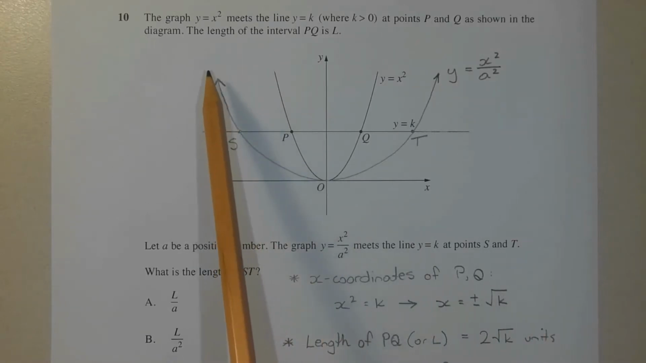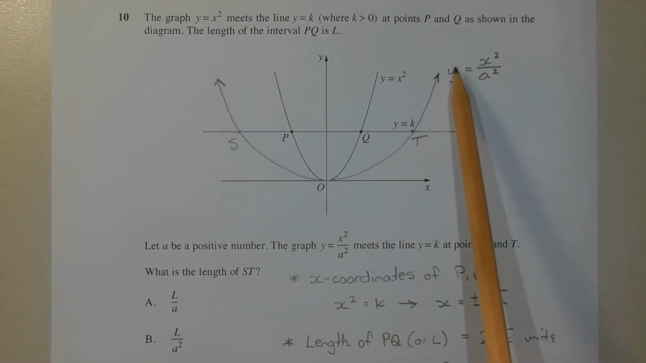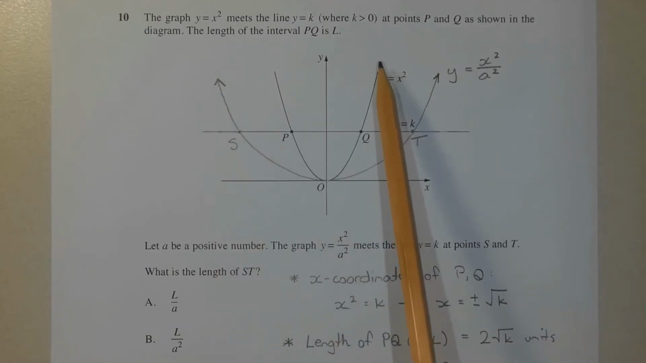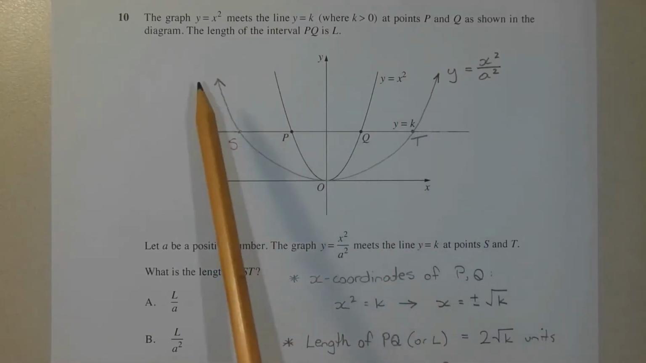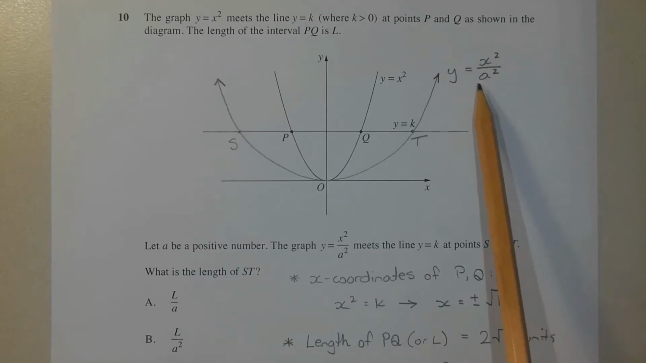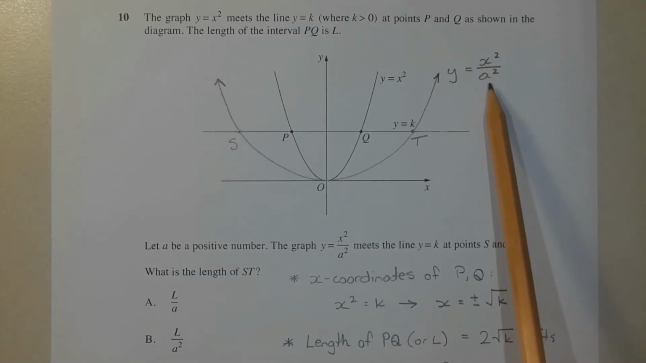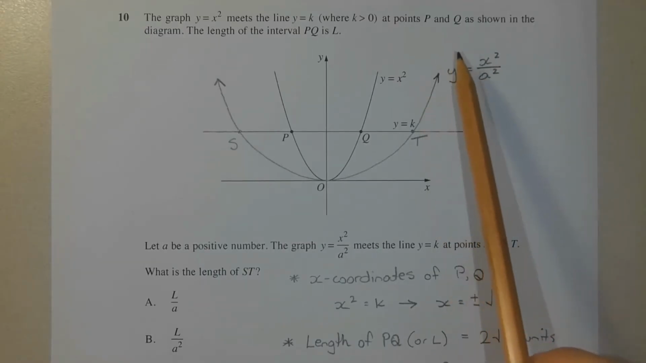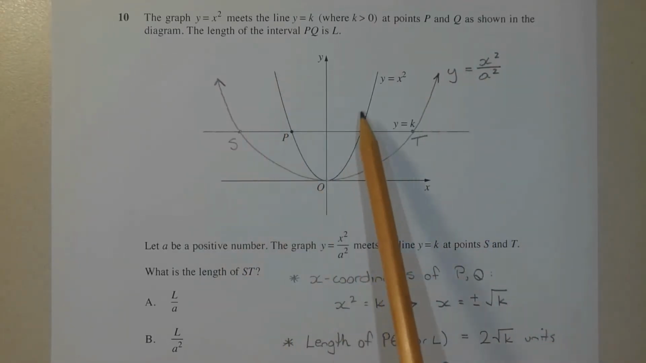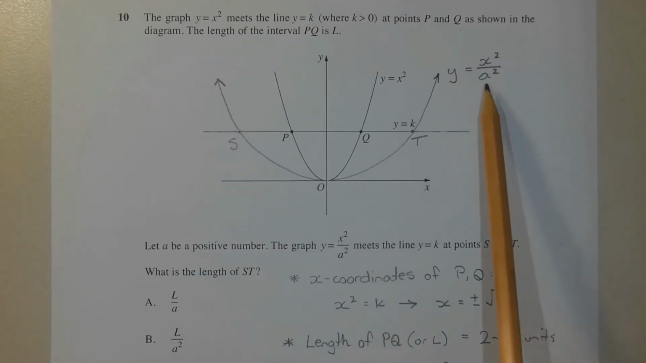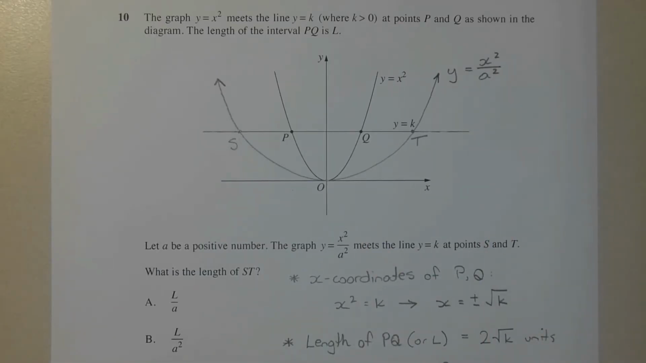Now, I've sketched the graph of y equals x squared over a squared, and I've sketched it wider than the original parabola. Now, it could be narrower, but it's just easier if it was wider, since a can be any positive number. And if a happens to be equal to, let's say, the number 2, that's x squared over 4, that will result in a parabola that's wider than the original parabola. But it doesn't matter what the value of a is as long as it's a positive number. And the points S and T lie on this parabola, and they represent the points of intersection of this parabola and the horizontal line y equals k.